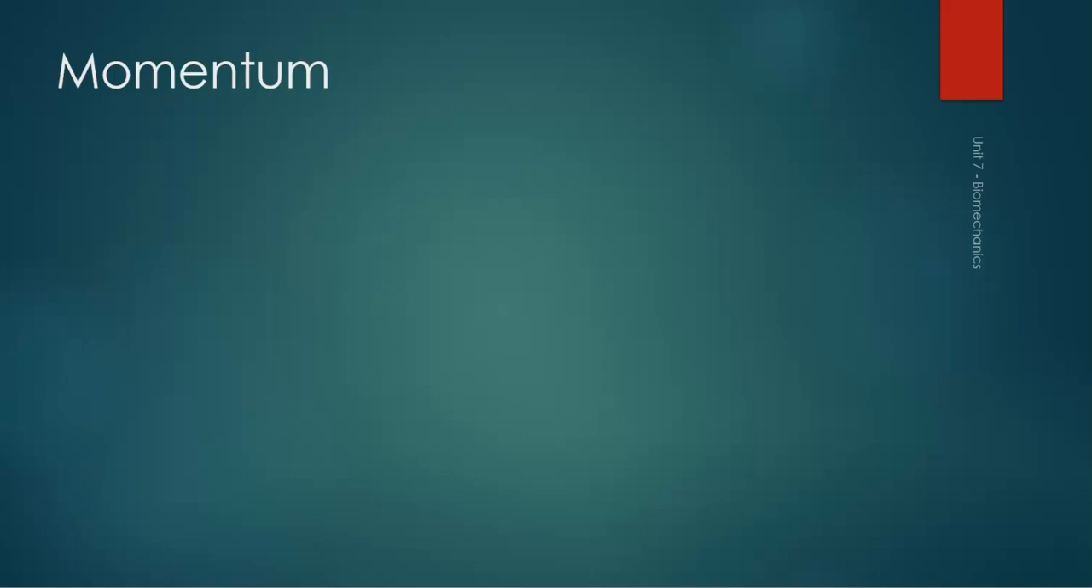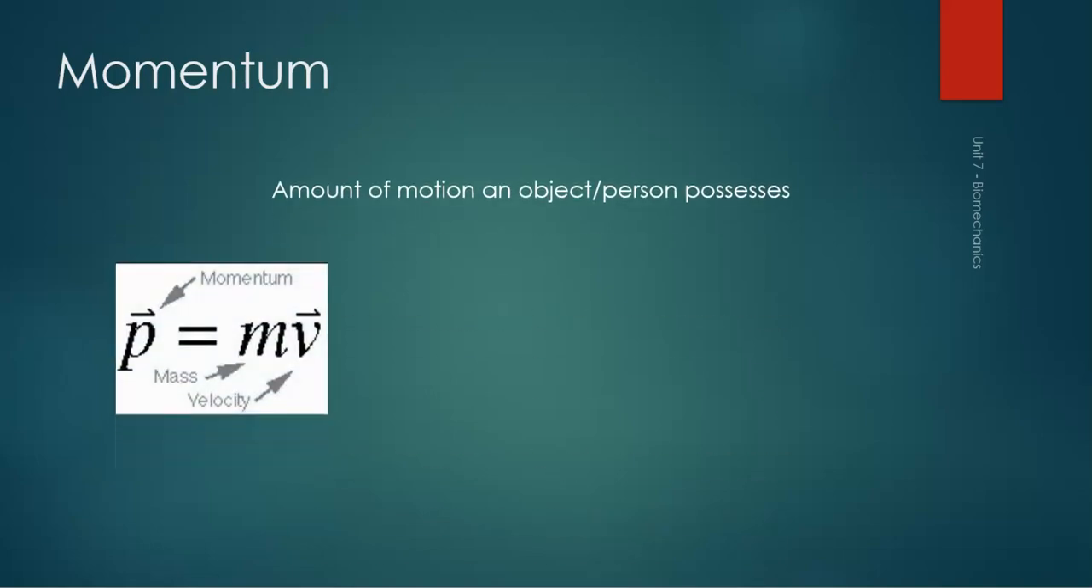Lastly, momentum is the amount of motion an object or person possesses at a given time. This is another vector quantity, and it can be found through the formula P equals mv, or momentum equals mass times velocity. Momentum is found as a conservation of energy that keeps an object or person from instantly stopping when in motion, as they will have to overcome momentum.